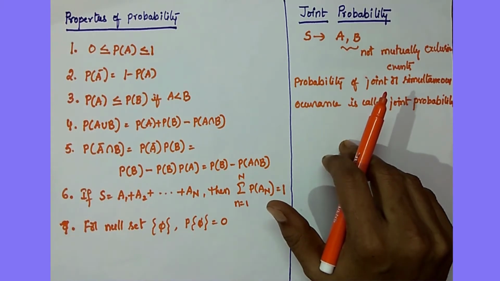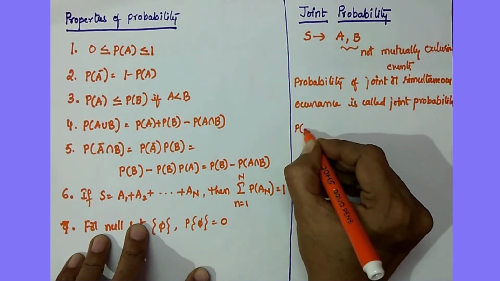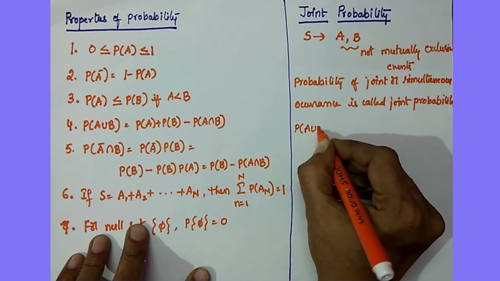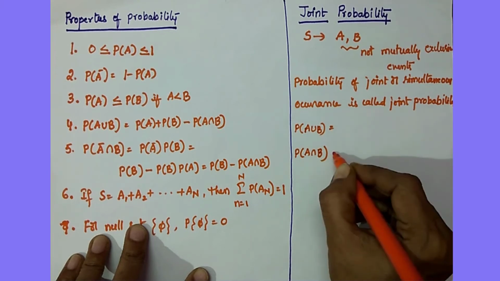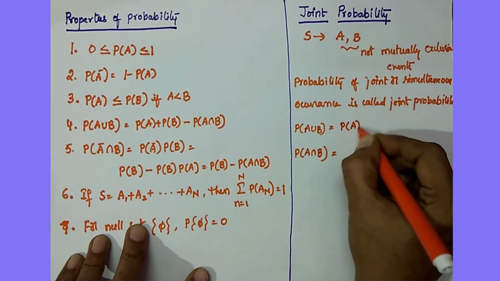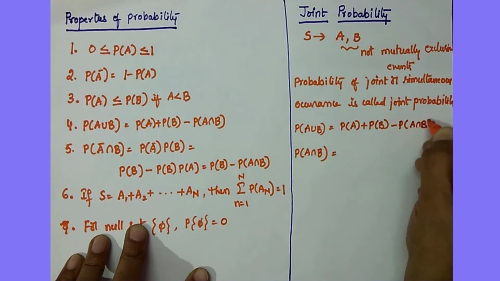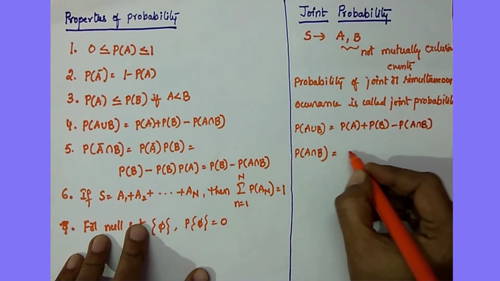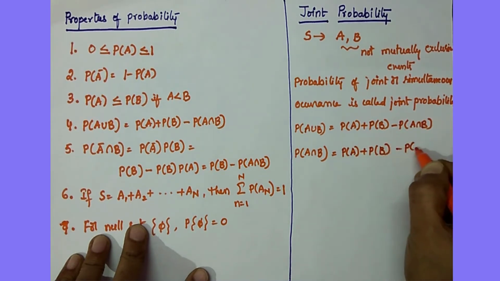In what way are two events connected? In two ways: in the form of union and in the form of intersection. So the joint probability can be defined in terms of union and also intersection. What is P of A union B? P of A plus P of B minus P of A intersection B. Then what is P of A intersection B? P of A plus P of B minus P of A union B.